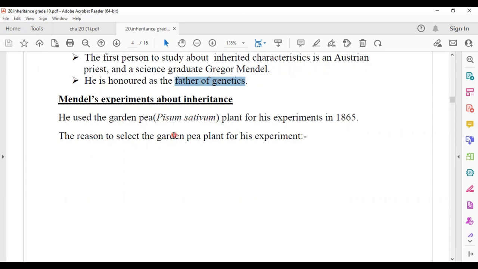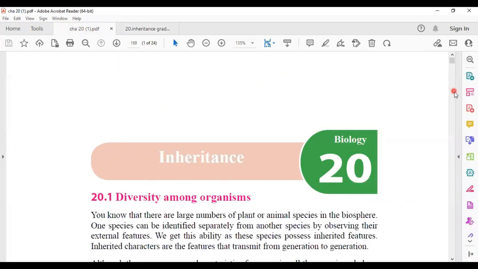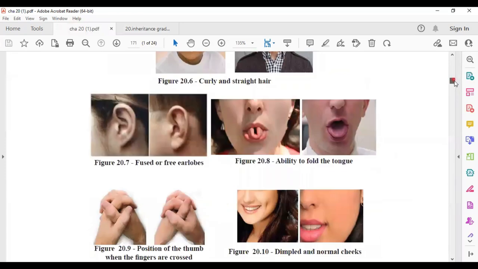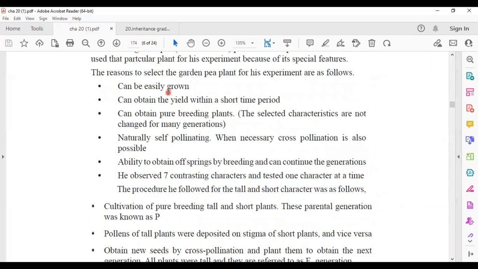You should know the reason why he selected this garden pea plant for his experiments. We'll see the reasons according to your textbook. It can be easily grown. That is one thing. We can grow them easily and can obtain the yield within a short time period and can obtain pure breeding plants. That means the selected characteristics are not changing for many generations. That is why we call them pure breeding plants.